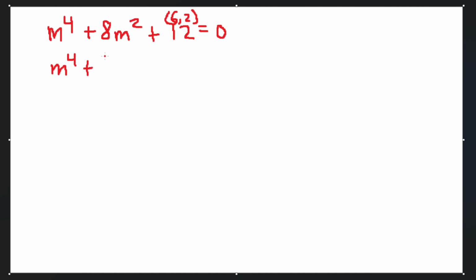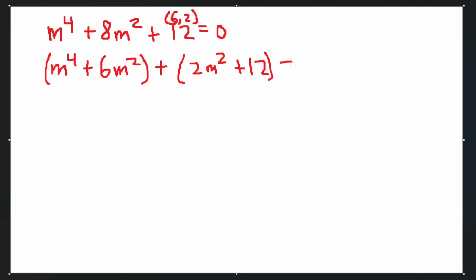So then we would just have m to the fourth plus the 6m squared. This will be a group, plus another group of 2m squared plus 12 equals 0.